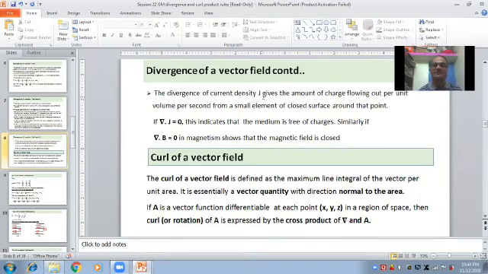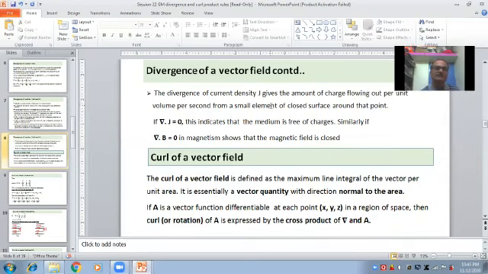The divergence of current density J gives the amount of charge flowing per unit area, per unit volume, per second from a small element of a closed surface around that point. So this also we can take as an example. If the divergence of current density is zero, then this indicates that the medium is free of charges, means the charges are not flowing into the medium. And if the divergence of B, this is the magnetic field intensity, is zero, in magnetism it shows that magnetic field is closed.